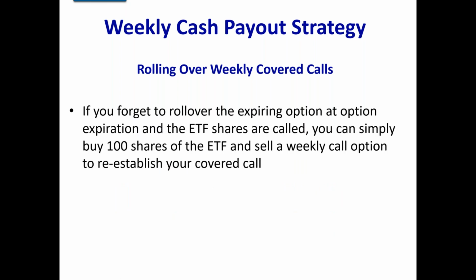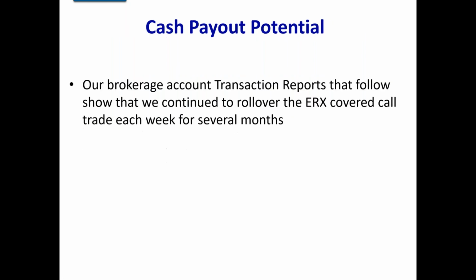Now, if you forget to roll over on Friday and the ETF shares are called, it's not a big deal. You can simply buy 100 shares of the ETF and sell a weekly call option to reestablish your covered call. So if you forget about it and the stock is called, it's not a big deal. You can just buy 100 shares and then sell another weekly call to get reestablished.